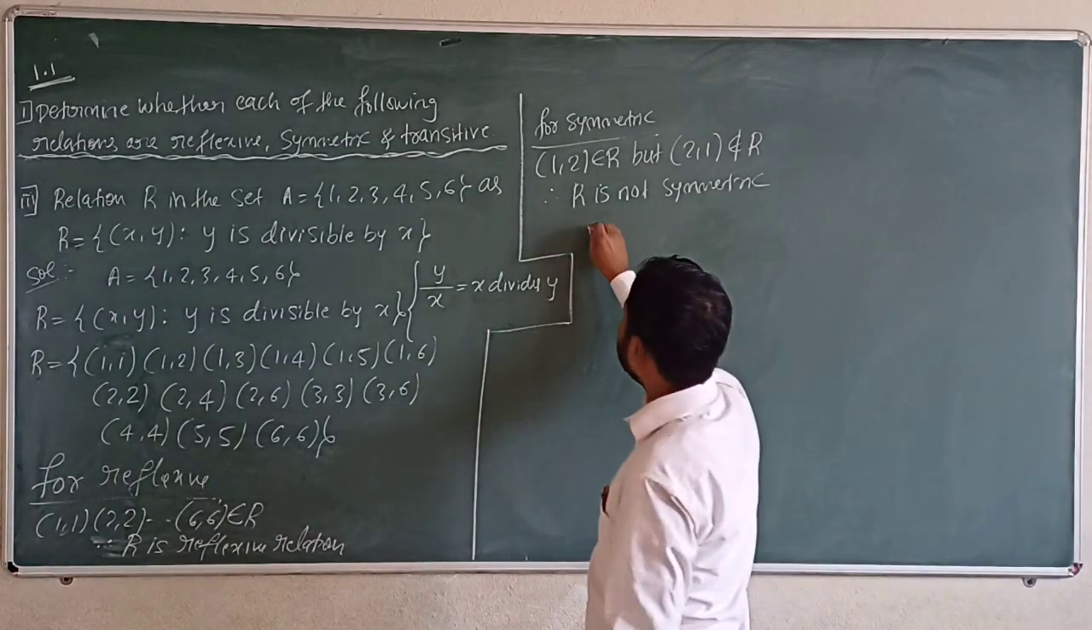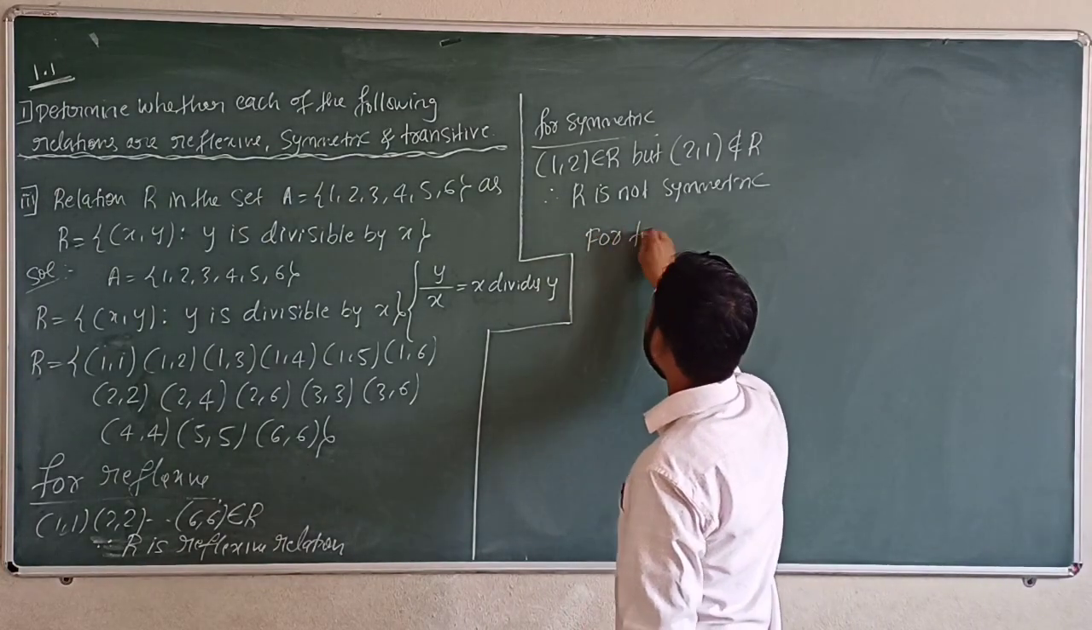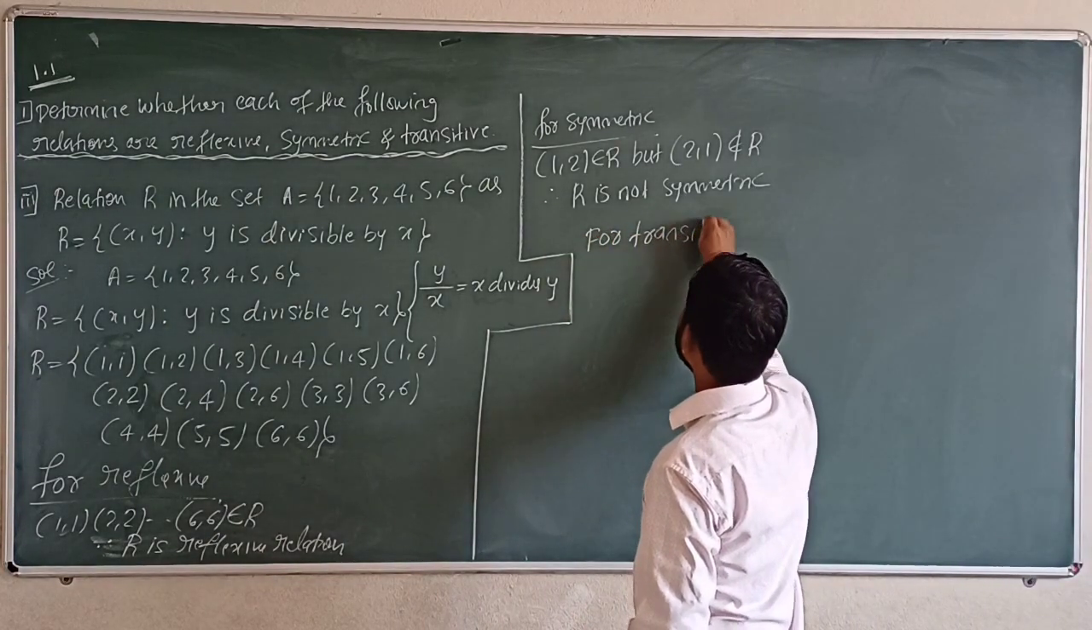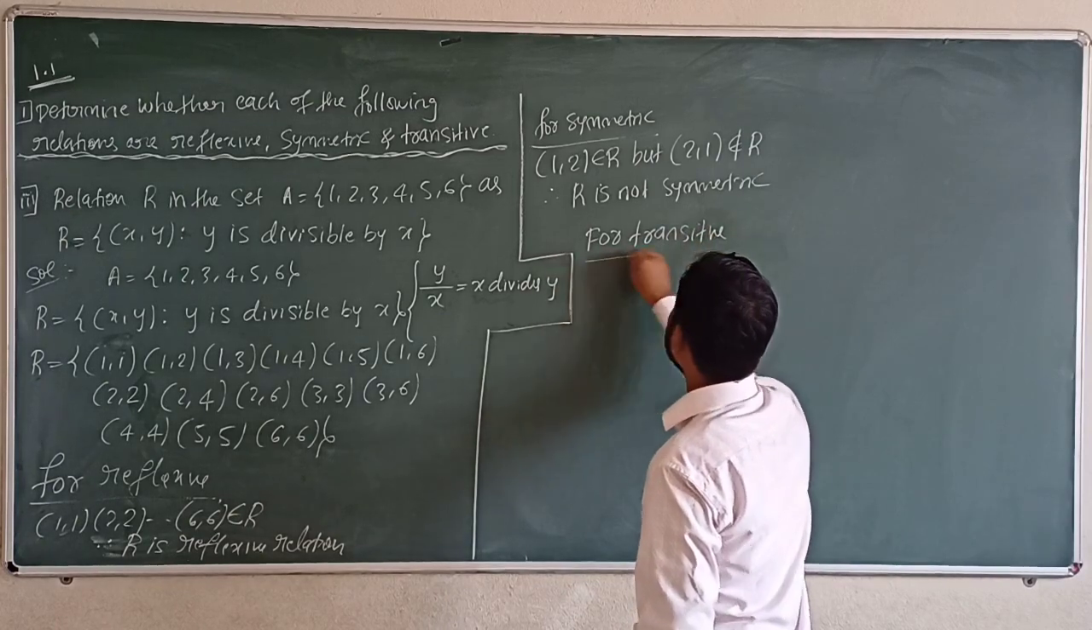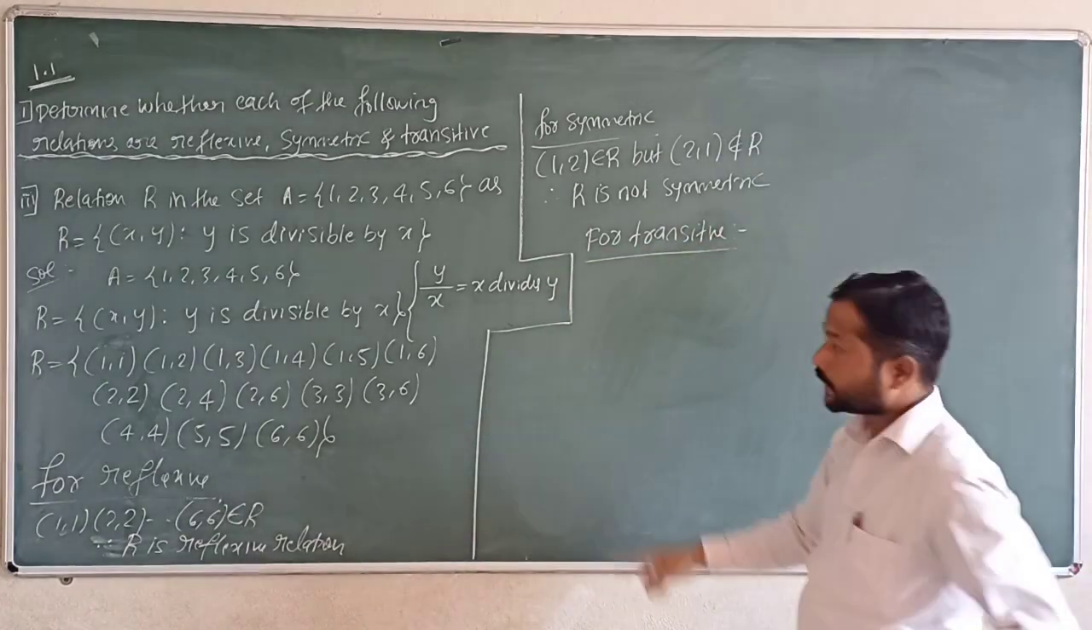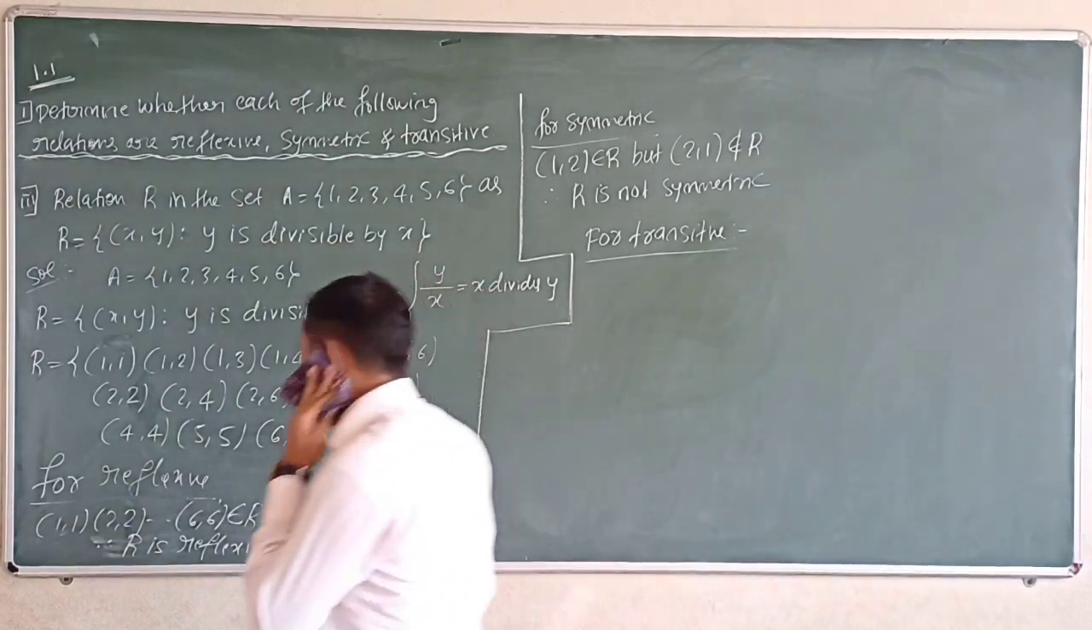Take the last one, for transitive now. For transitive means A B, B C, A C now. Okay, we have to search for it now, right? A B, B C, A C here, right? See here.